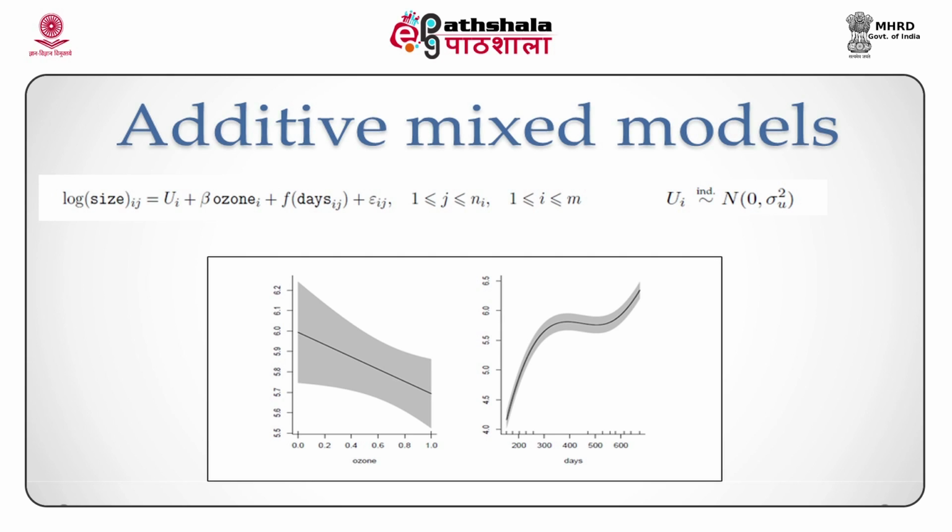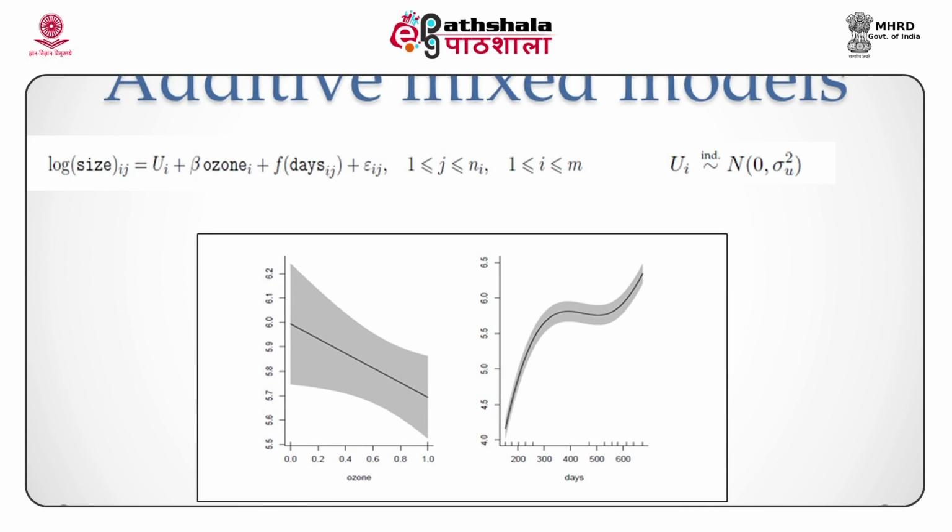So in the two panels given here, we look at the coefficient of ozone, and in the right panel, we are looking at the estimated function f of day, which, as I said before, was estimated using a mixed model representation. For more reference to this, you are referred to the book by Ruppert and Wand.